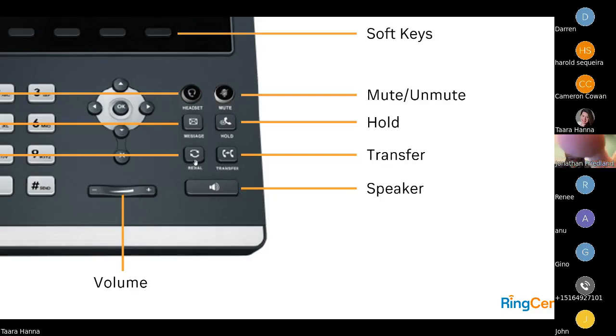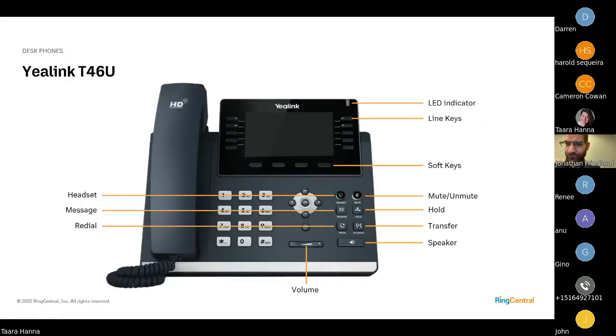You'll also see volume keys. If you're not on an active call, those volume keys will adjust how loud the ringer is when someone calls you. If you are on a call, it'll adjust how loud you're hearing that other person.